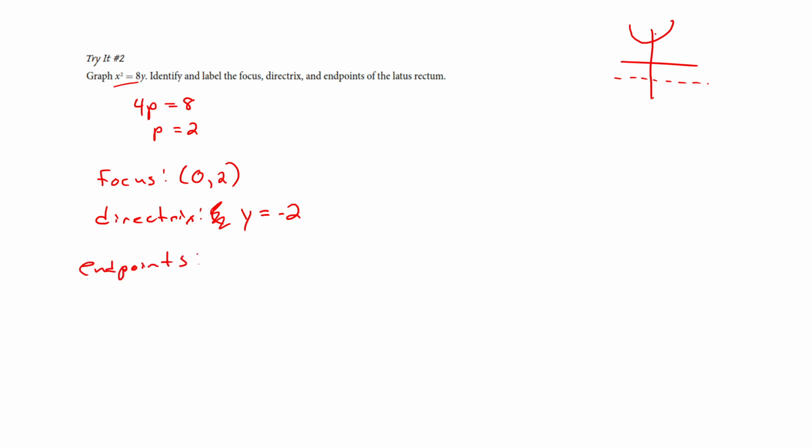Now the endpoints are off the focus. So the focus is up here. Those are those 2 key points. I know that it's off the focus, so it's going to be happening at y is 2.